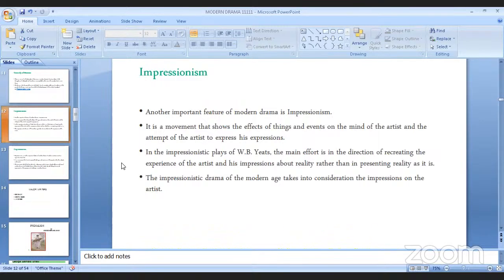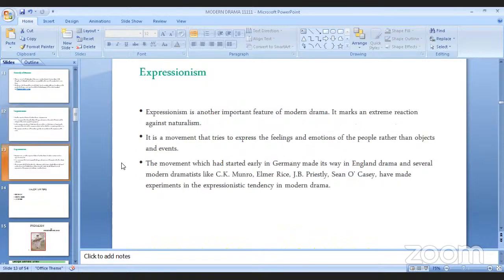Impressionism. Another important feature of modern drama is Impressionism. It is a movement that shows the effects of things and events on the mind of the artist and the attempt of the artist to express his impressions. In the impressionistic plays of W.B. Yeats, the main effort is in the direction of recreating the experience of the artist and his impressions about reality rather than presenting reality as it is. The impressionistic drama of the modern age takes into consideration the impressions on the artist.